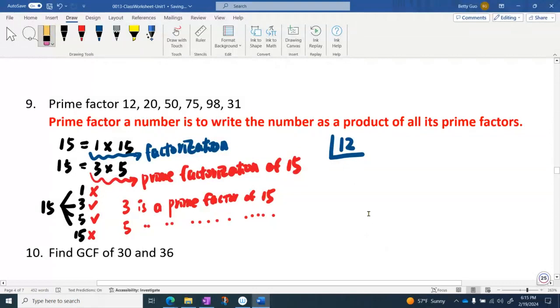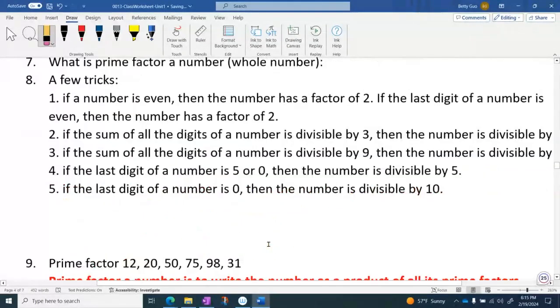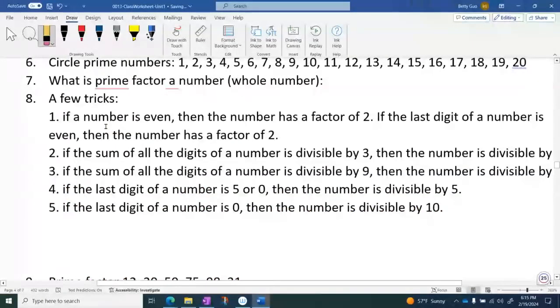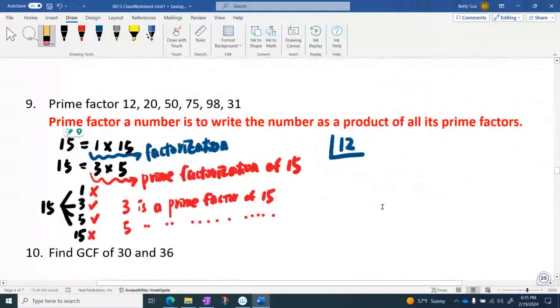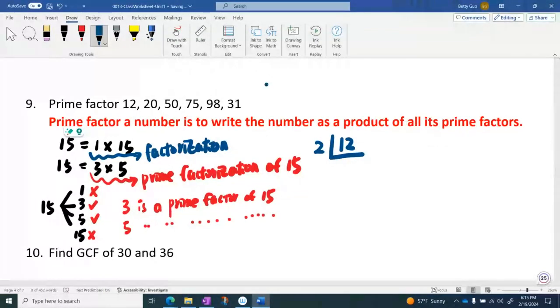I start by looking at the number to see if the number is even or odd. 12 is even, right? If a number is even, then the number has a factor of 2. 2 is a prime number. We have the first prime factor of 12 found. So we put a 2 to the left of the big L. Divide 12 by 2, what do we have?